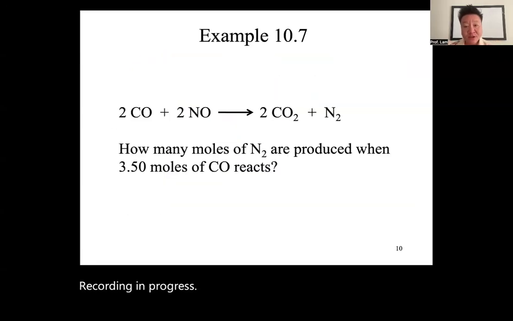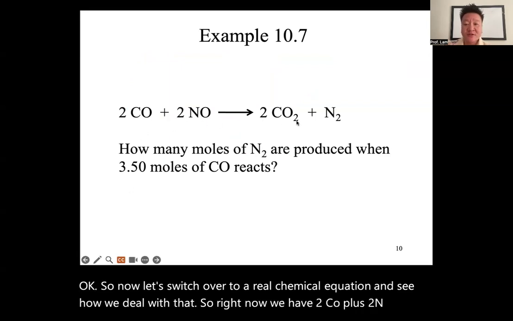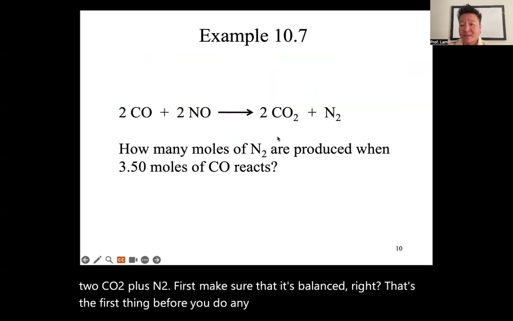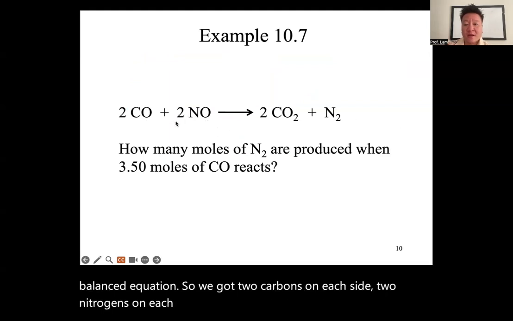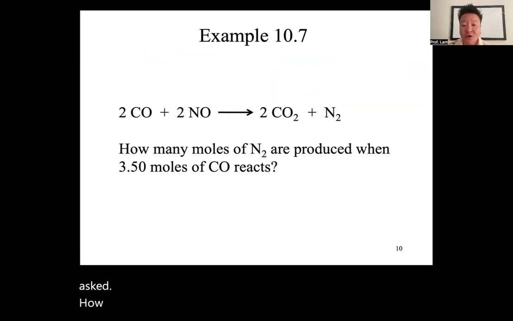Okay, so now let's switch over to a real chemical equation and see how we deal with that. So right now we have 2CO plus 2NO goes to 2CO2 plus N2. First, make sure that it's balanced, right? That's the first thing before you do any calculations: make sure that it's a balanced equation. So we've got 2 carbons on each side, 2 nitrogens on each side, 4 oxygens on each side. So we're good.